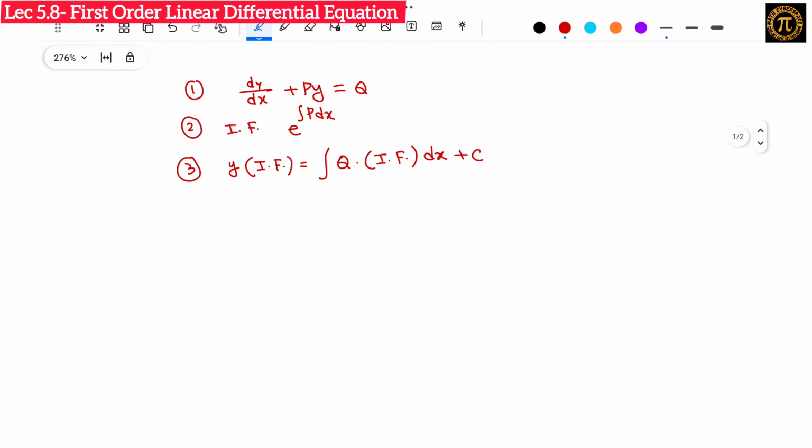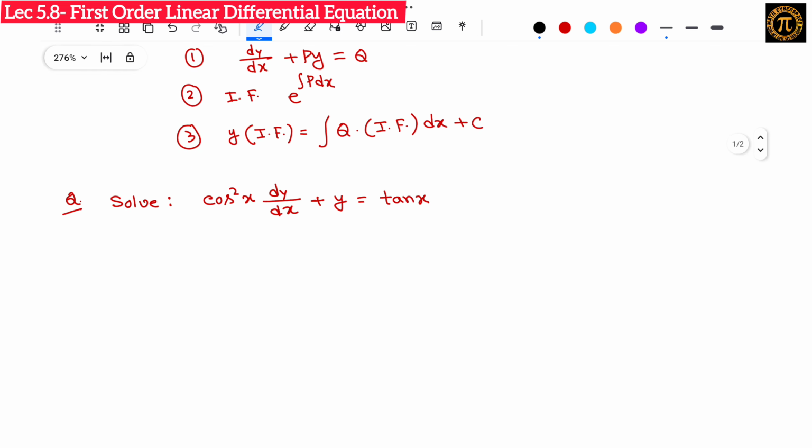Question: solve cos squared x dy/dx plus y equals tan x. This is the equation. Obviously, you can see this equation is not in general form. So we have to convert this equation into general form. Solution.